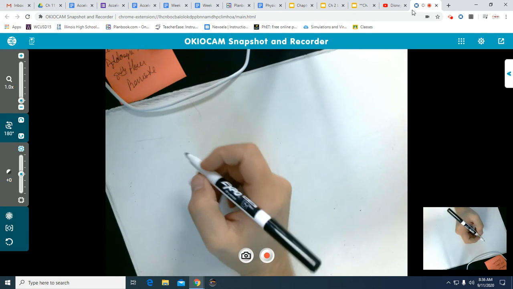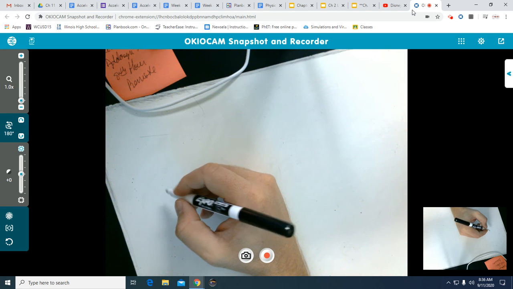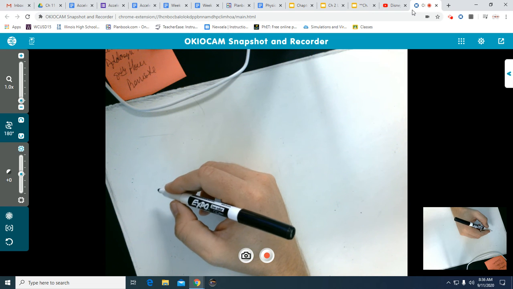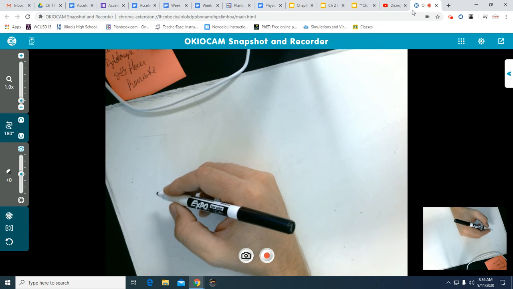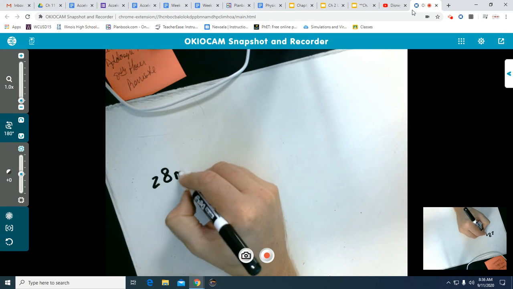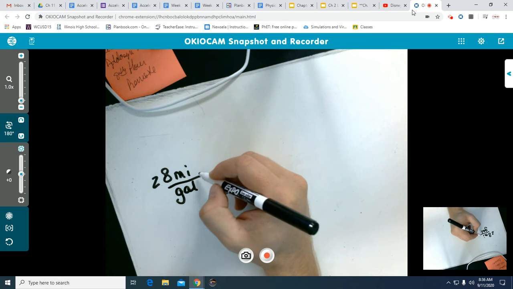So what is the first thing I'm going to write? The given. And what is the given in this situation? We're on the practice. 28 miles per gallon. Excellent.